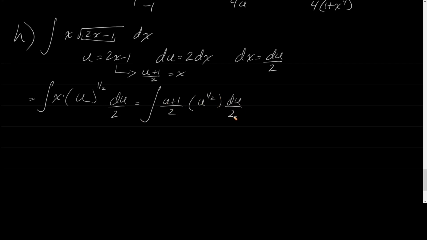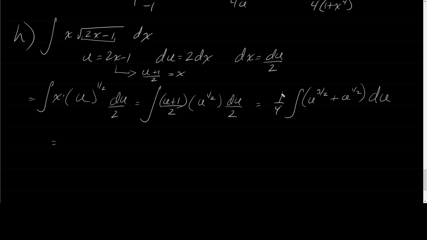Alright? And now let's see what we can do here. I'll put the u plus 1 in parentheses. I have a 1/2 here, 1/2 there. We can take it out and it'll be 1/4. And now u to the 1/2 times u, that's u to the 3/2. U to the 1/2 times 1, that's u to the 1/2. And we have all of this du.